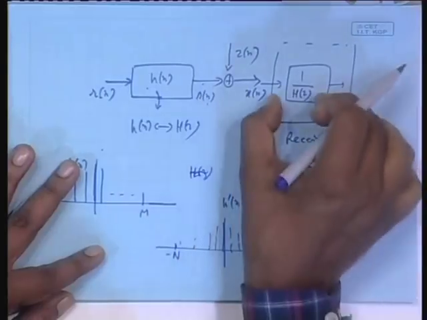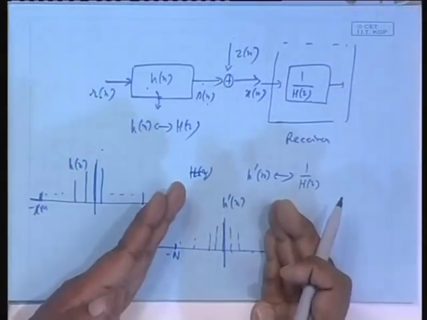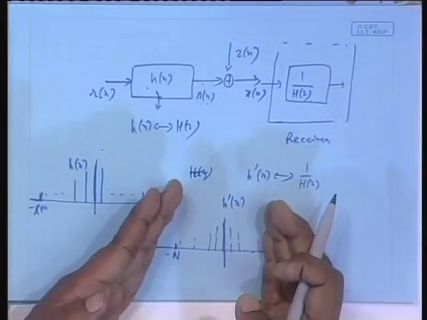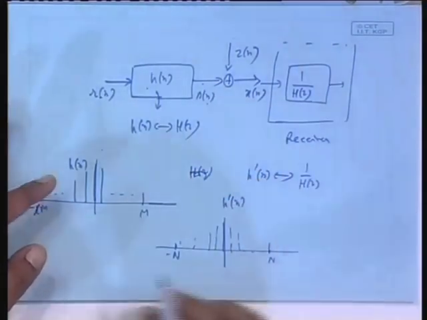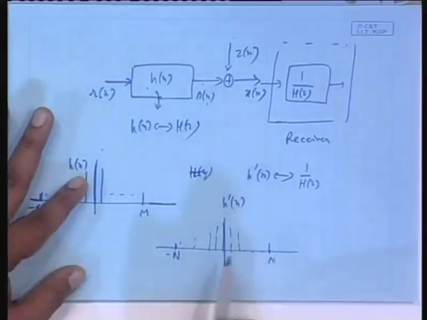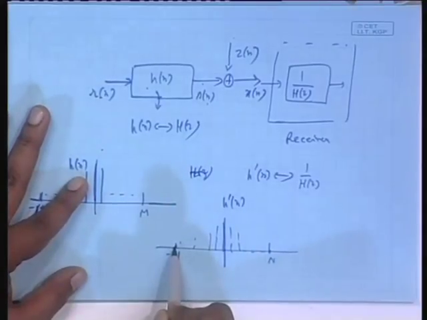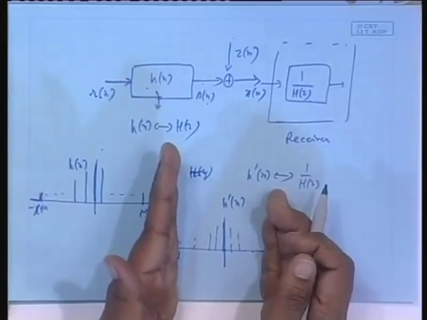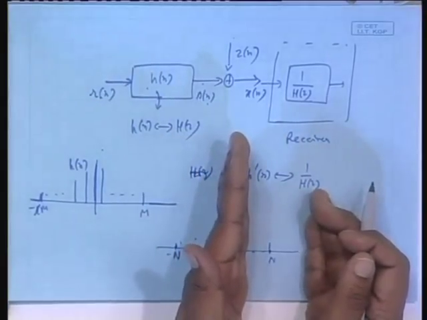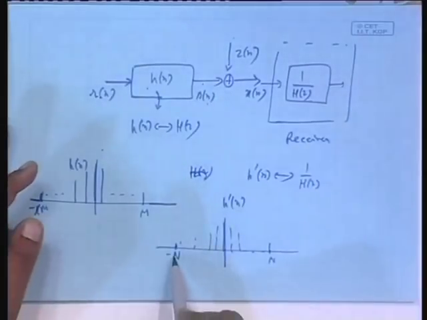This is what I have to design here, but the problem is this is non-causal. I cannot implement it. Non-causal system means contribution from the future comes to generate the present, which cannot be done. It becomes causal if the origin were here. So, what do I do? I take the same data, but apply a shift on it to the right. By how many points? Capital N points.